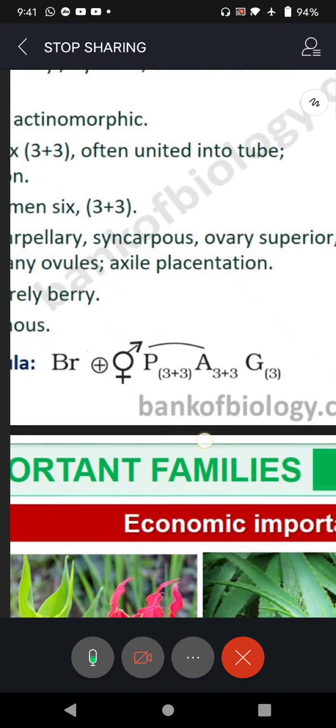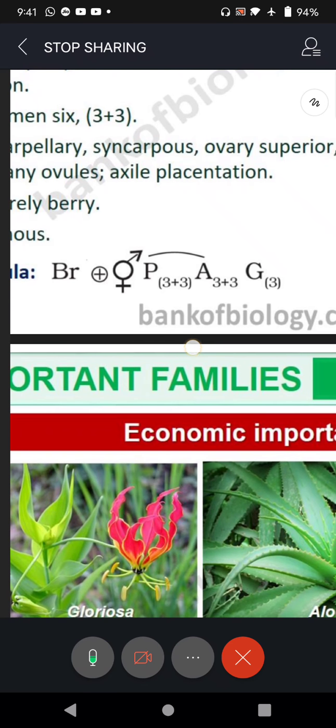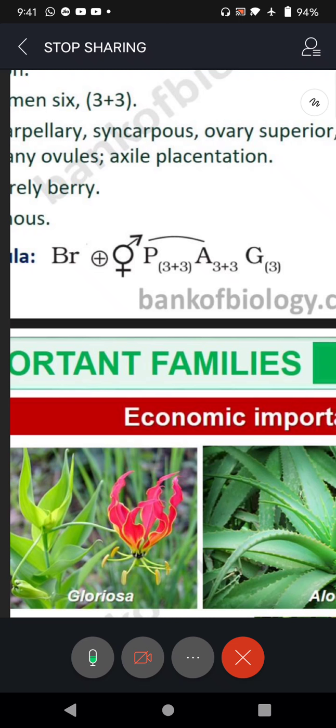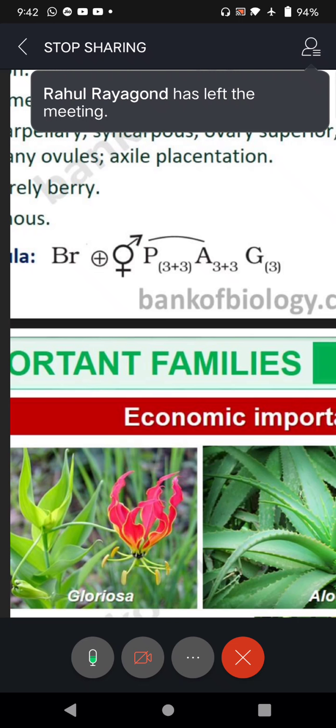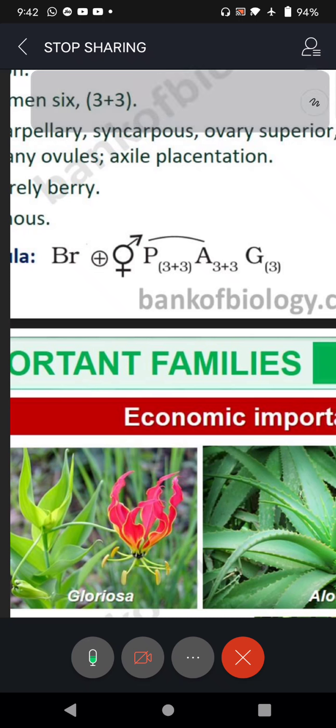And what about the androecium? A for androecium, how many? 3 plus 3 again. Means 3 stamens in one row, another 3 stamens in another row. But they are not united. All 6 are free. And then there is a bridge, the addition and P, adhesion. That means the stamens are attached to the tepals or perianth. In another way, I can say the androecium is attached to the perianth. That's why we are putting 3 plus 3.